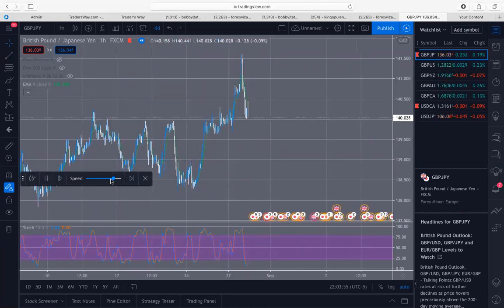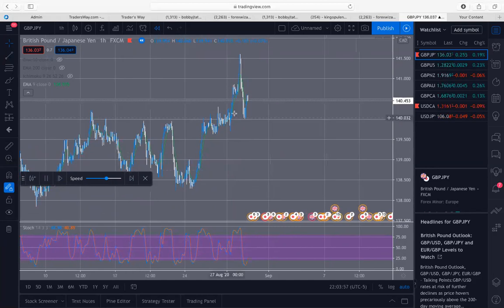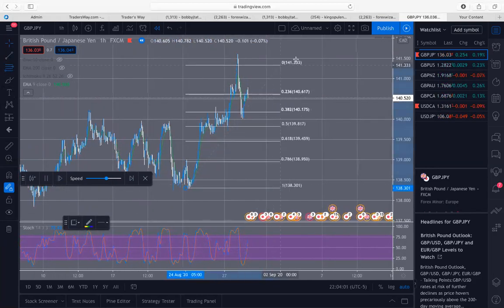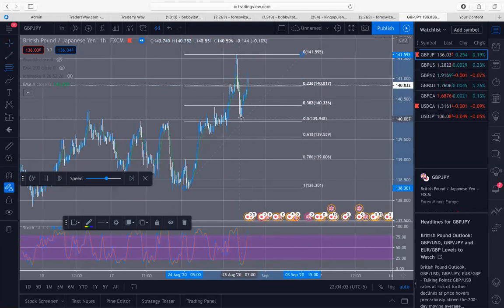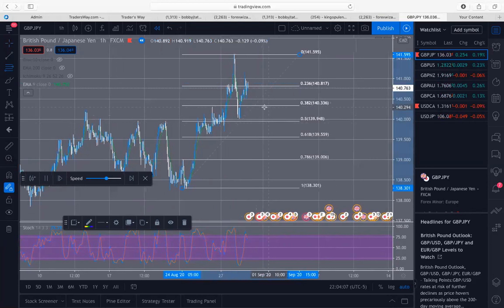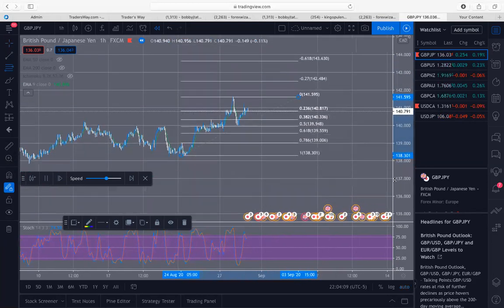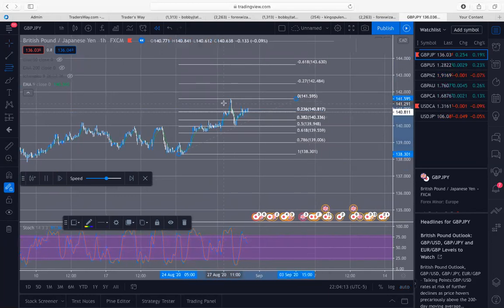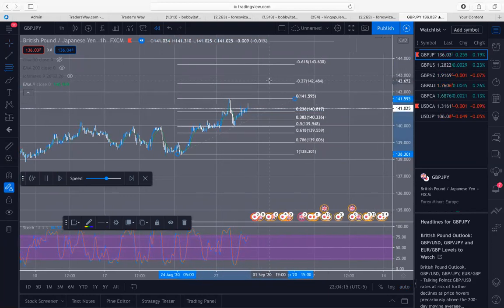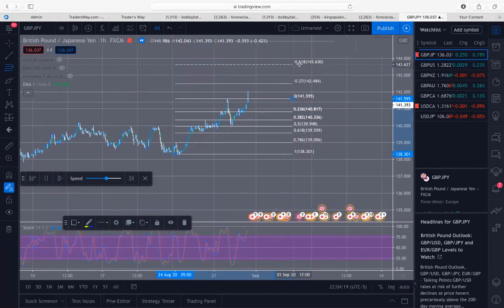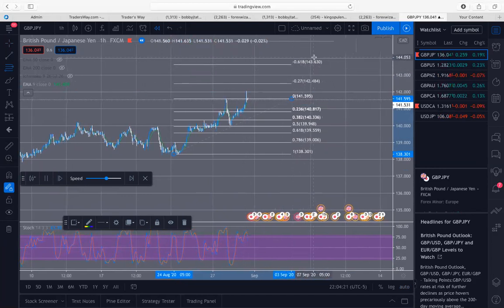Comes down, makes a higher low. Now you want to bring out the Fibonacci. So the higher low is at the 50%. Now we can look for TP1 at the previous high, TP2 at the negative 27, TP3 at the negative 618 extension.